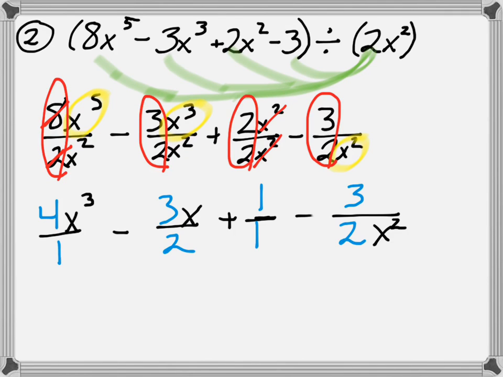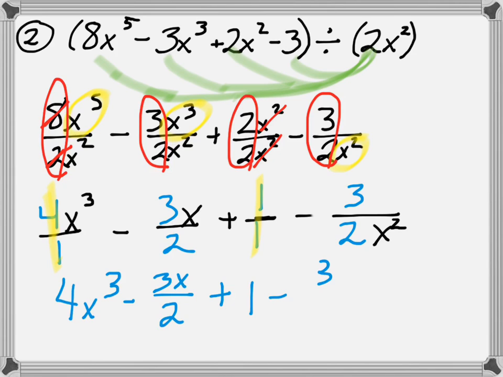Now, this and this can be written in simpler form. Just 4x cubed, minus 3x over 2, plus 1, minus 3 over 2x squared. And that's where you'll leave your answer.